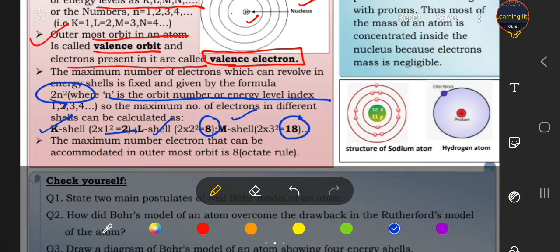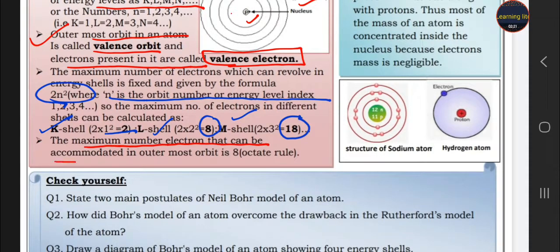That's how it goes on. But you have to notice that the maximum number of electrons that can be accommodated in the outermost orbit is 8, and this is known as the octet rule.